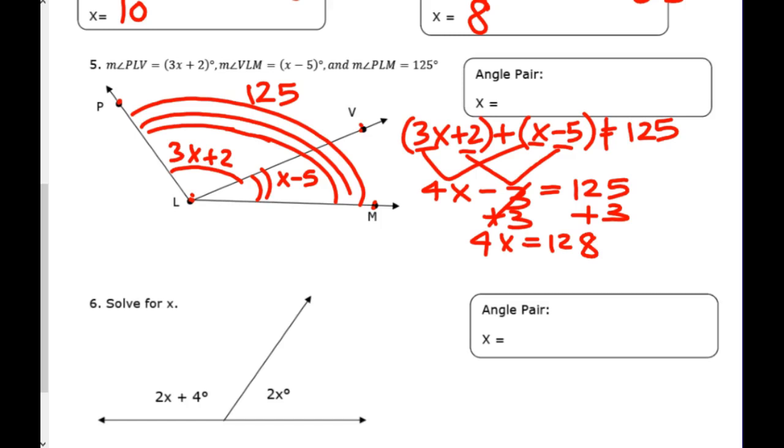And then to get rid of that 4, we divide. What's 128 divided by 4? 32. Okay? So up here, put 32. Now, we need to write the angle pair. Okay, so first of all, do those angles add up to 90? No. So they're not complementary. Do they add up to 180? No, they're not supplementary. They're not a linear pair.